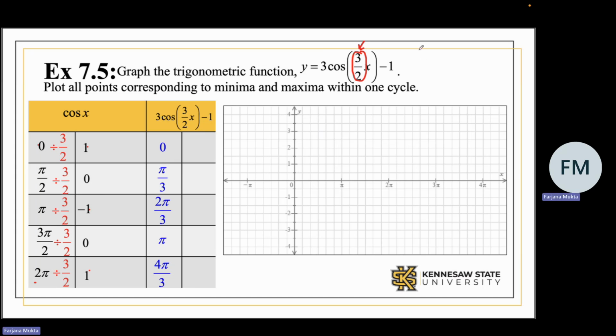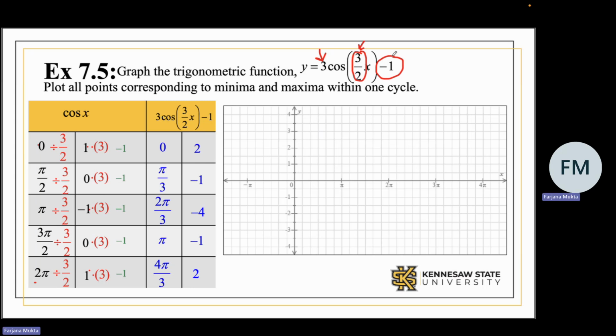Now let's see what's happening outside. We are multiplying by 3 from the outside, so we'll multiply each of the y values by 3. And then we are subtracting 1, so that's a vertical shift. Let's subtract 1 from all the y coordinates. Now let's simplify: 1 times 3 is 3, subtract 1 is 2, then negative 1, negative 4, negative 1, and 2.